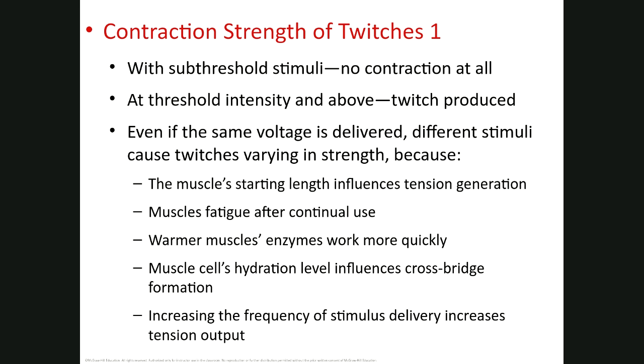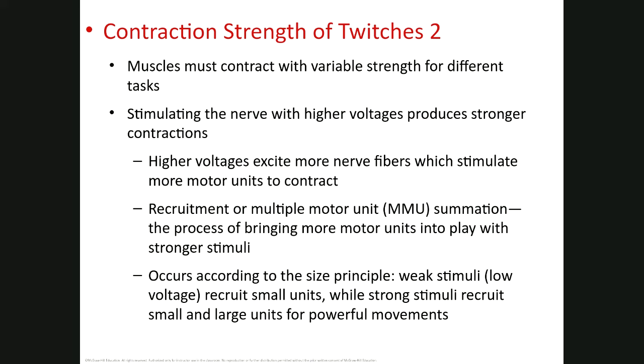Warmer muscle enzymes work more quickly. Temperature increases the activity of the enzymes. Hydration is important. Remember, you have heat happening in this system. Increasing the frequency of stimulus increases the tension output. Muscles contract with variable strength for different tasks. You can be strong, you can be light, you can be controlled. Remember that. It always happens in our daily activities, ADL, activities of daily living.